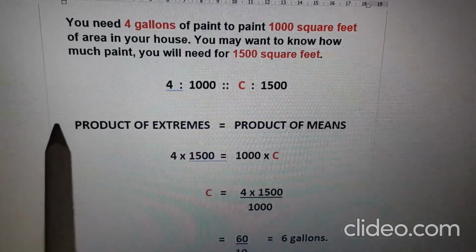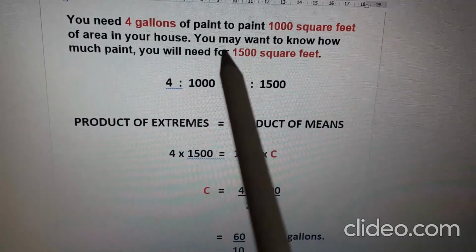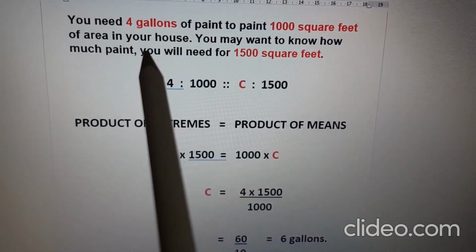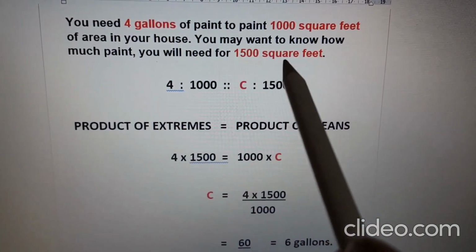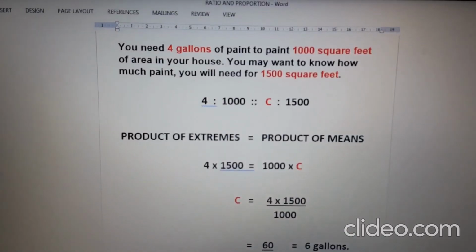Let us understand this concept with an example. You need 4 gallons of paint to paint 1000 square feet of area in your house. You may want to know how much paint you will need for 1500 square feet.